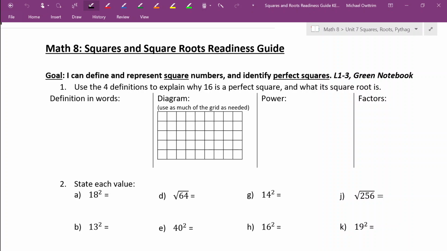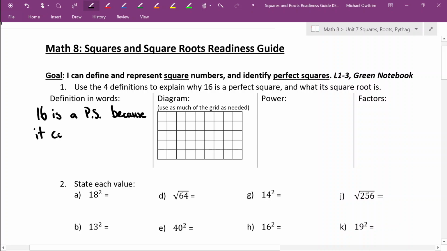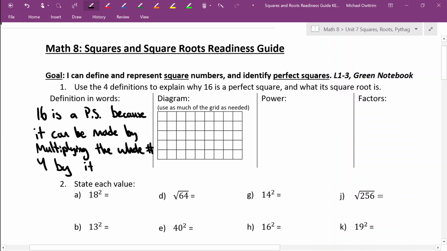So in words, a perfect square is a number that's made by multiplying another whole number by itself. So we can say that 16 is a perfect square because it can be made by multiplying the whole number 4 by itself. Obviously, 4 times 4 is what would give us 16.